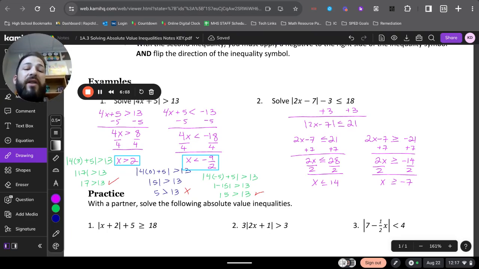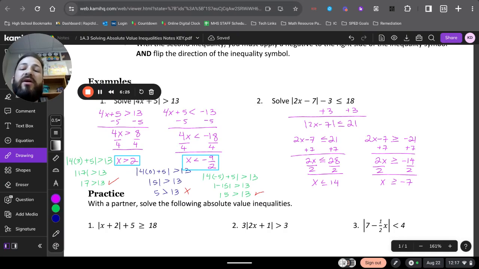The other piece is that on number 1, x greater than 2 and x less than negative 9/2, those two inequalities are going away from each other. Values greater than 2, values less than negative 9/2. On number 2, my two inequality values are going towards each other: x values less than positive 14, but greater than or equal to negative 7.